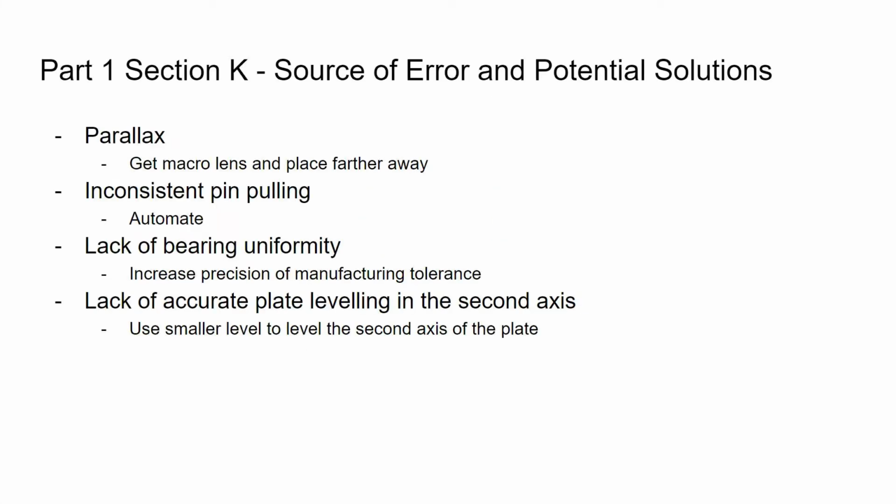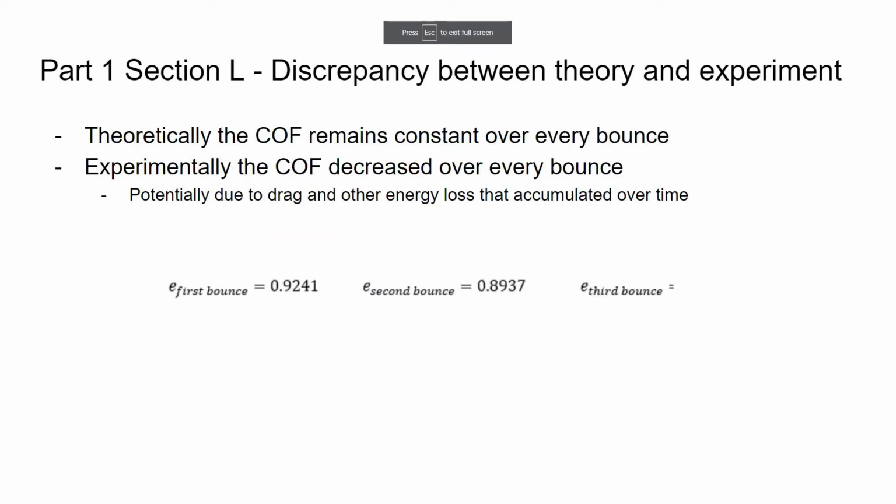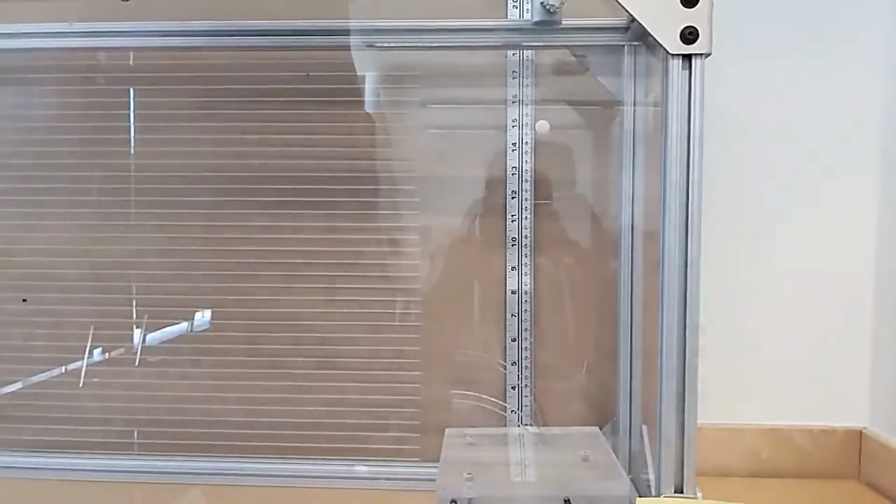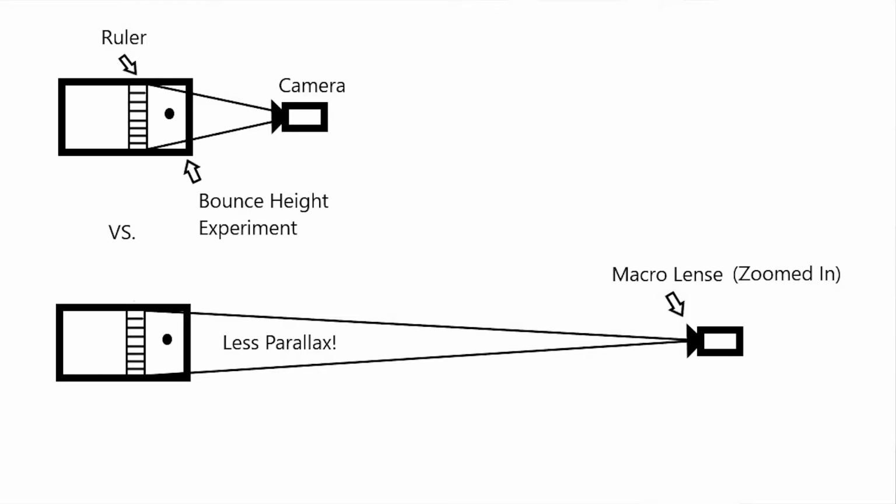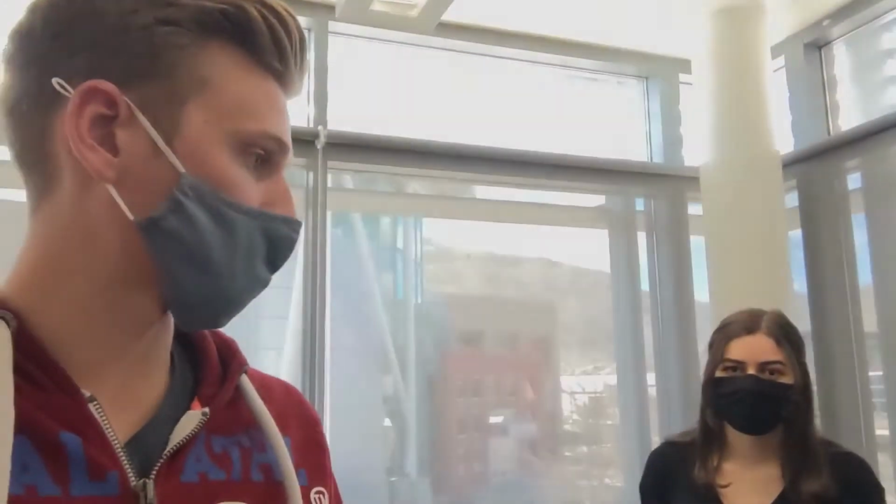But our project was by no means error-free, and here are just a few examples of some of the errors we encountered. And because of those errors, there was one discrepancy where the coefficient of restitution actually decreased with each bounce. In the end, I think the best way to get a better result would be just to place a camera with a macro lens a bit farther away to reduce that parallax. Now that we're done with part 1, we're moving on to part 2.